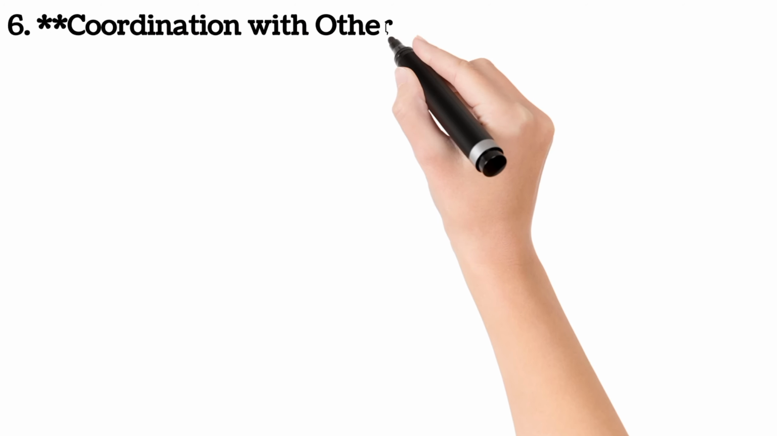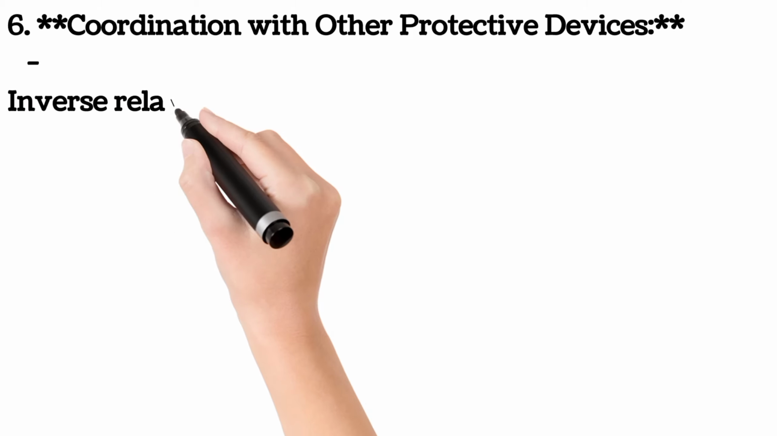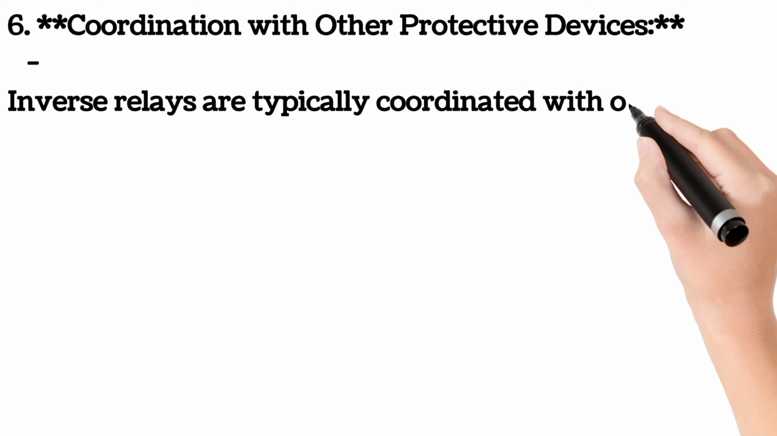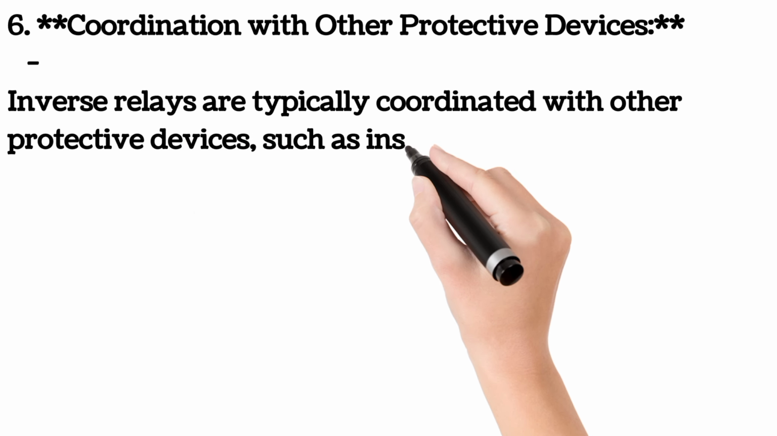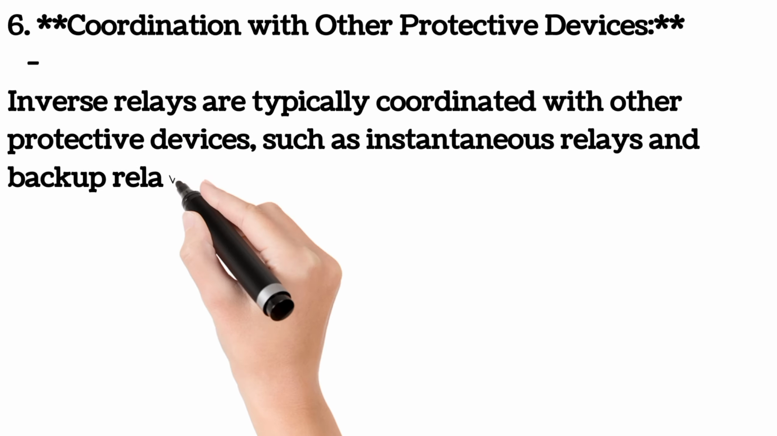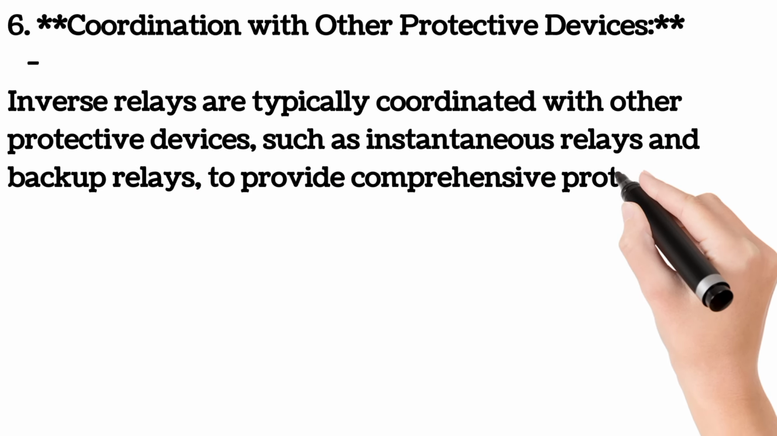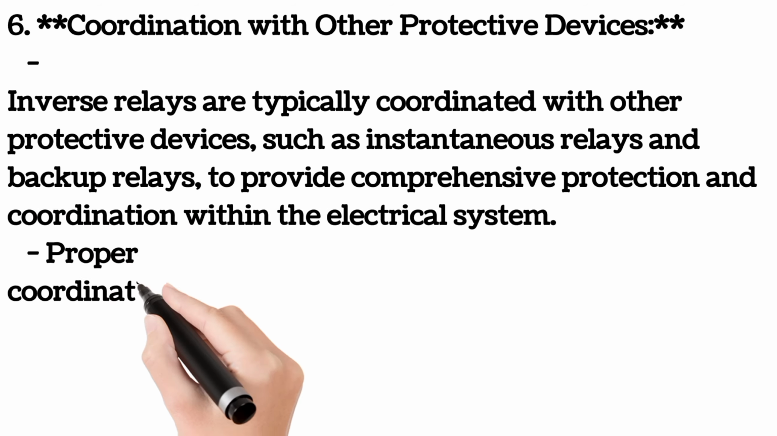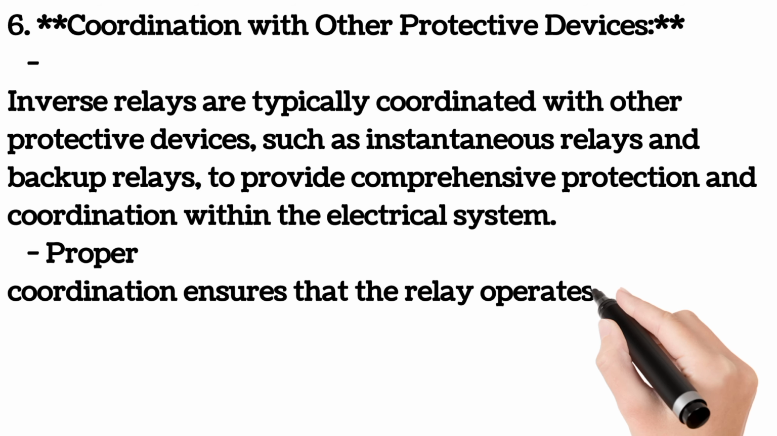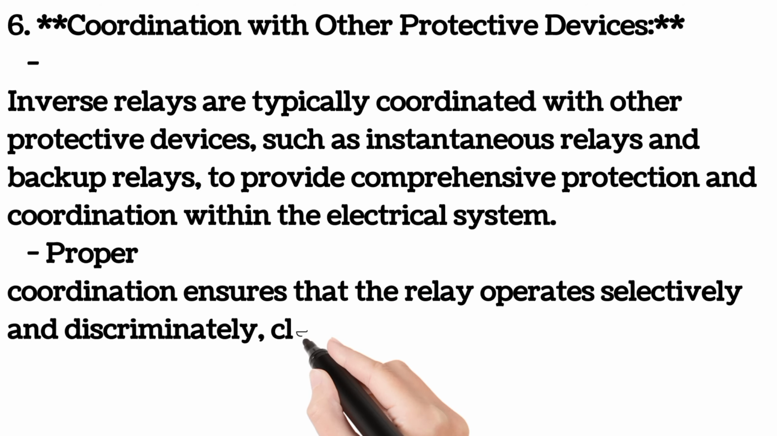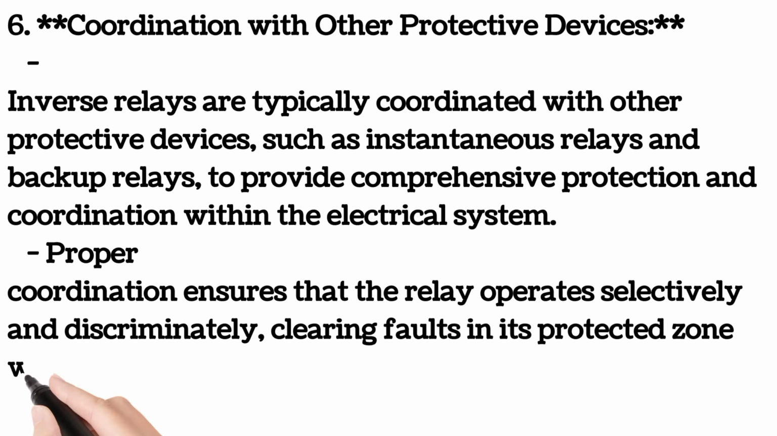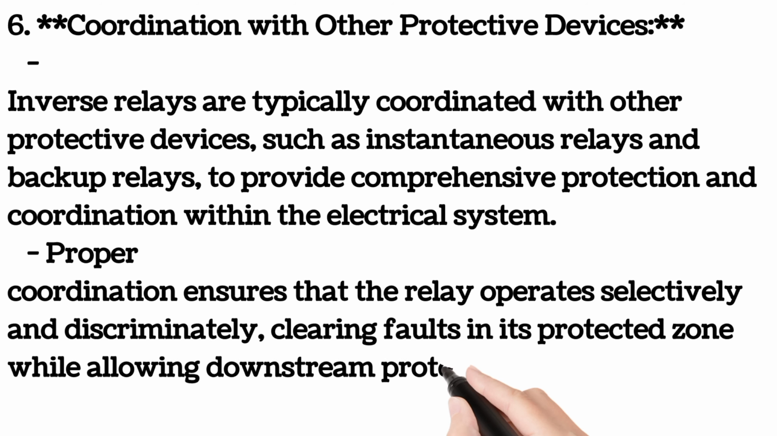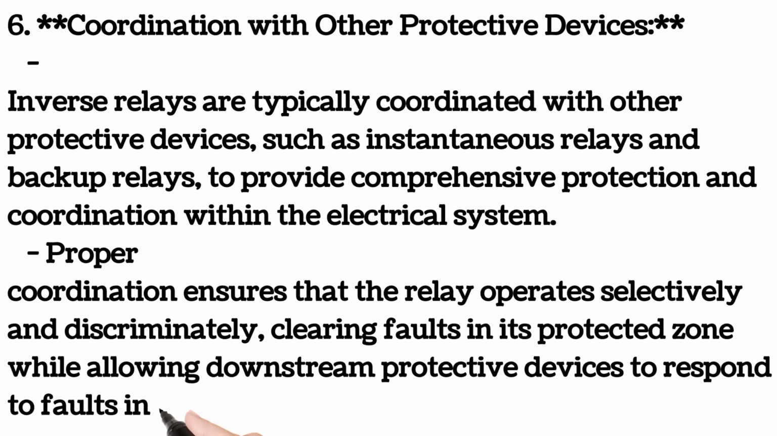6. Coordination with other protective devices. Inverse relays are typically coordinated with other protective devices, such as instantaneous relays and backup relays, to provide comprehensive protection and coordination within the electrical system. Proper coordination ensures that the relay operates selectively and discriminately, clearing faults in its protected zone while allowing downstream protective devices to respond to faults in their respective zones.